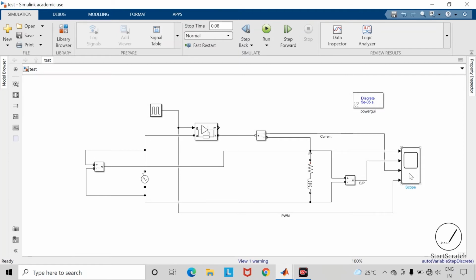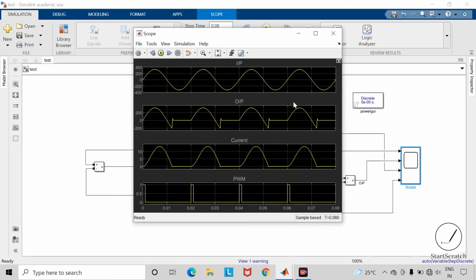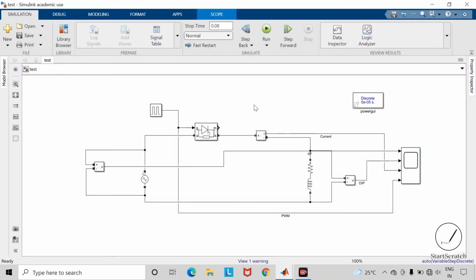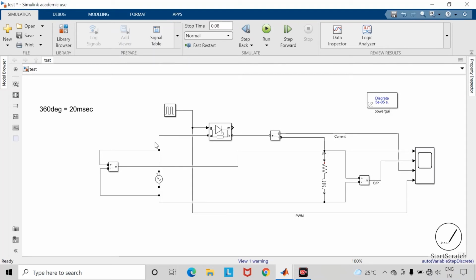Open the scope block. Currently we have given the phase delay as 0, so these waveforms are similar to the half wave uncontrolled type of rectifier with RL type of load. Let us check these waveforms with some specific firing angle. This firing angle is nothing but the instant at which we will be applying gate signal to this thyristor so that it will jump into the forward conduction mode.